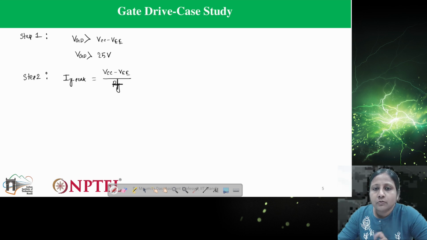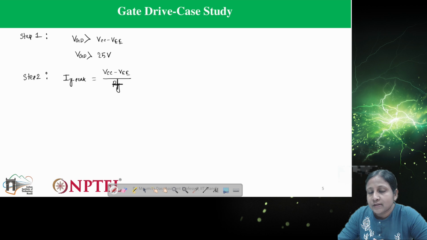So Rg I have already discussed in the last lecture. So Rg has 3 different components. One component will come from the gate drive IC, another component will come from the device. So the device will have some internal resistance. Now the third component is the external resistance. So in the device dataset, generally the internal resistance of the device will be given. So the other 2 components will not be given.